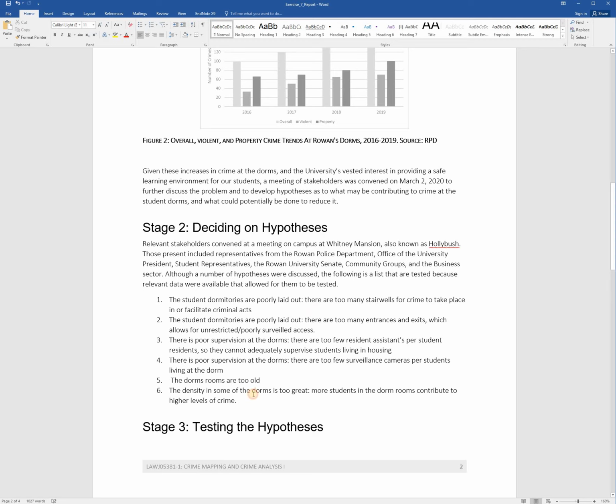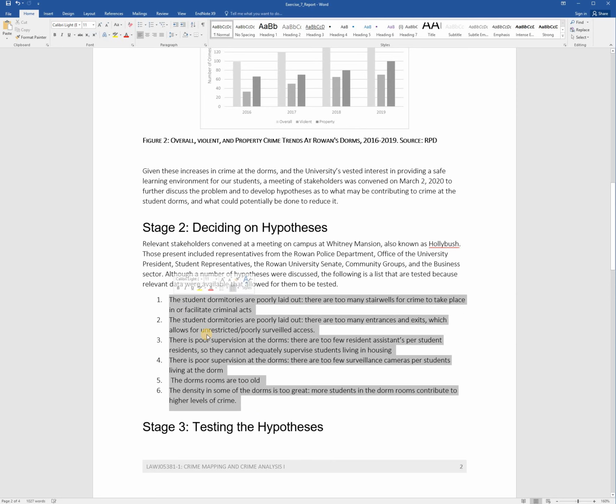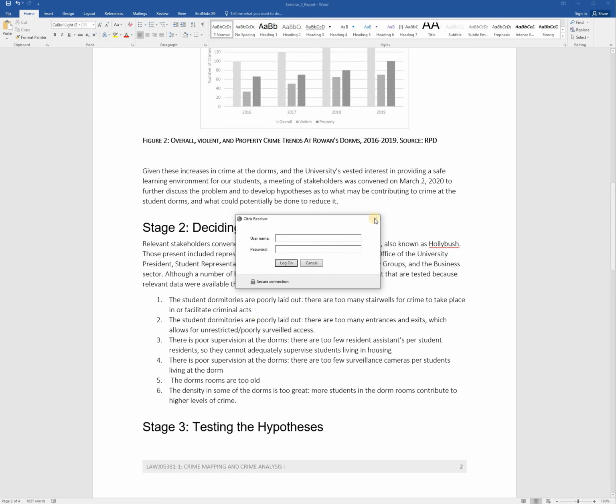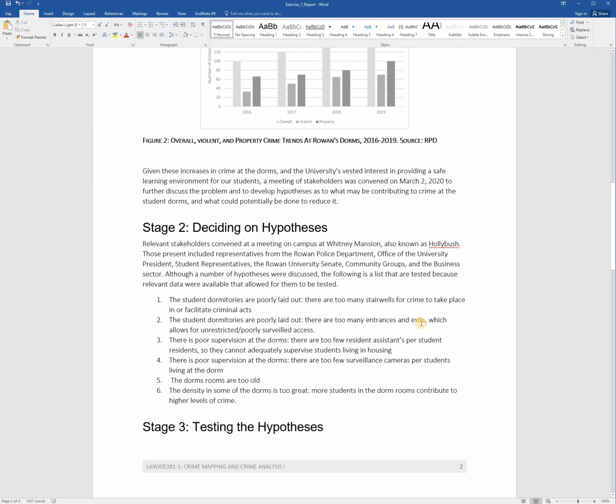that we could test to see whether we do find support for them in terms of their contribution to crime on Rowan's campus. Our first hypothesis is that the student dorms are poorly laid out, that there are too many stairwells for crime to take place in or facilitate criminal acts. So we're saying that the layout here is poor, particularly that we've got too many stairwells. What we're going to analyze here is, when we look at dorm rooms and their layout, do we see dorms that have more stairwells have more crime?